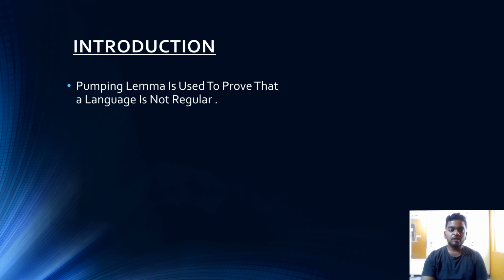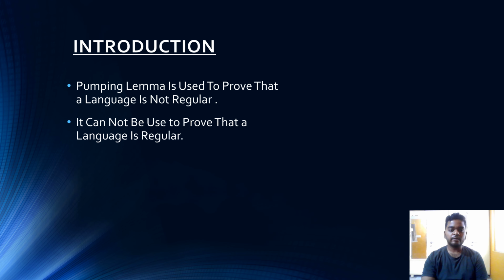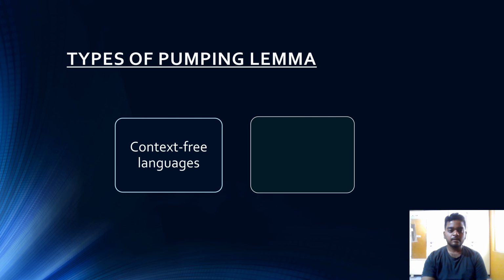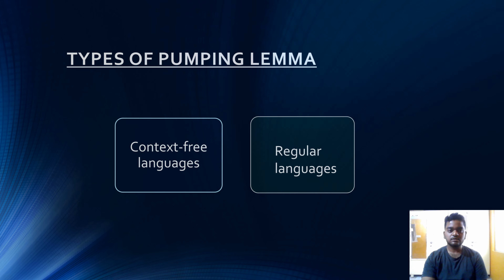Coming to introduction, pumping lemma is used to prove that a language is not regular. It cannot be used to prove that a language is regular. Types of pumping lemma: context-free language and regular languages.